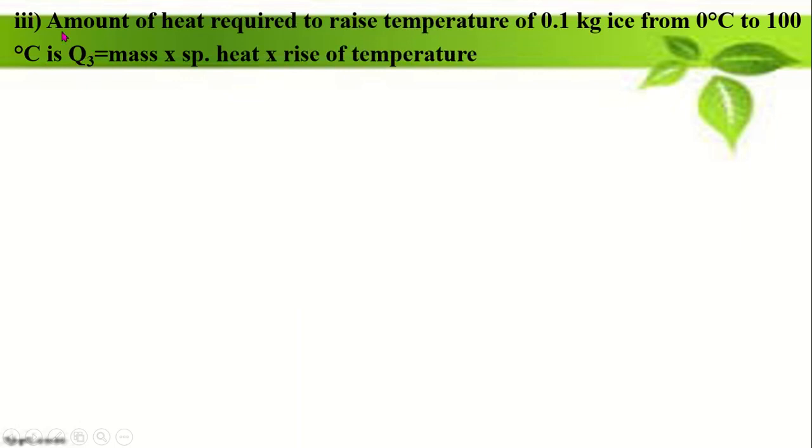Now, number 3. Amount of heat required to raise the temperature of 0.1 kg ice from 0 degree Celsius to 100 degree Celsius. So here Q3 equal to, again here we are seeing that temperature is changed, so Q equal to m s del theta. We will use that formula here. Here mass equal to 0.1, specific heat of water equal to 4200, because here ice already reaches water. That's why the specific heat of water should be used, and 100 minus 0 Kelvin. 42,000 joule.